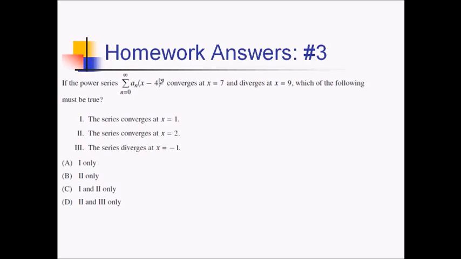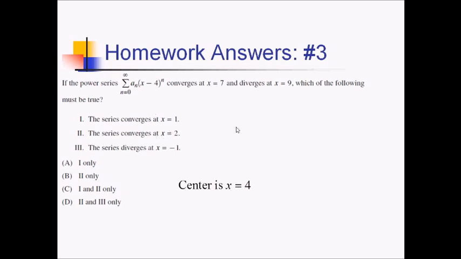For this problem, we're given this series that converges at x equals 7 and diverges at x equals 9. We want to know which of these statements has to be true. First thing I notice here is that I've got a center of x equals 4. So I'm going to write down everything I know for sure, then I'll take a look at these. So our center's at 4.